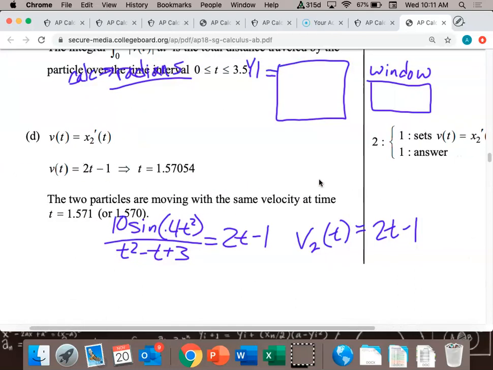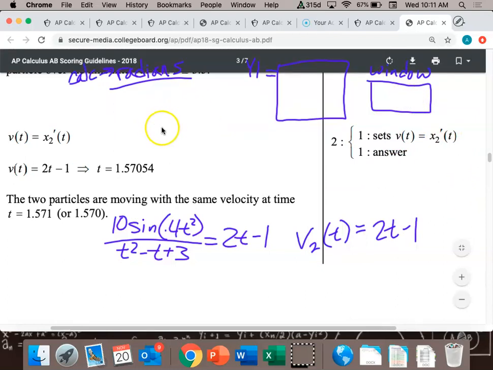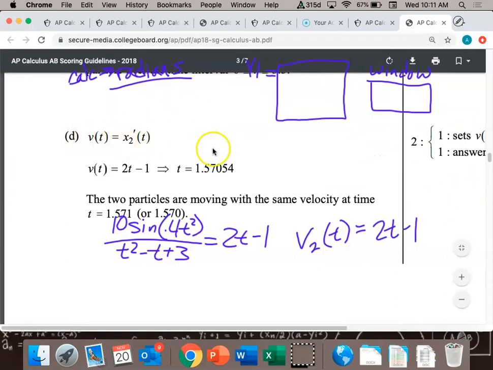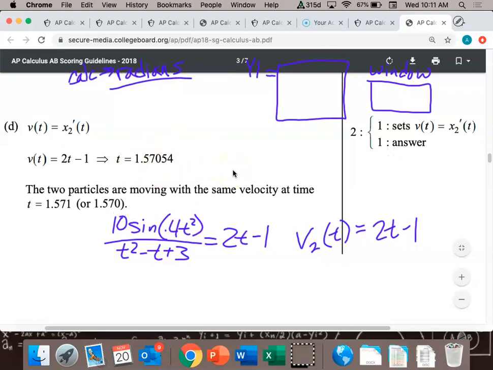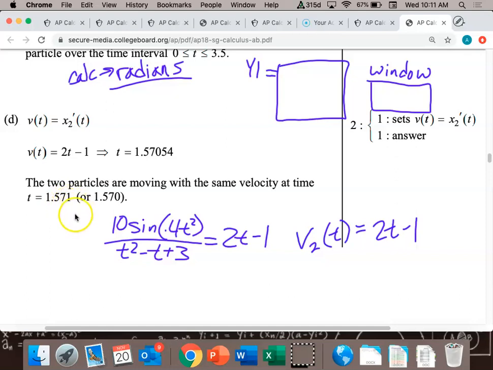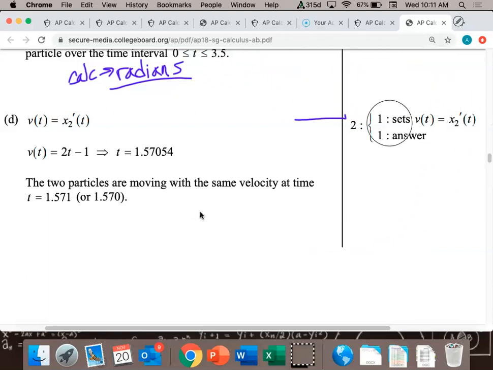The last part was worth 2 points. One for setting the two velocity functions equal to each other. The answer was the second point, and it was 1.570 or 1.571. They accept either way. So will we have to add the 0? Oh, no. If you get 1.570 and you write 1.57, they take that. That's fine.